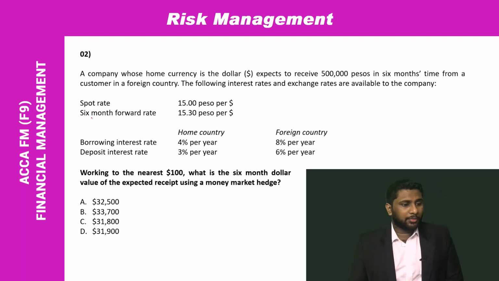A company whose home currency is dollars expects to receive 500,000 pesos in 6 months' time from a customer in a foreign country. The following interest rates and exchange rates are available to the company. They have given the spot rates, forward rates, borrowing interest rate, and deposit interest rate. They are asking us to find out how much we will receive in dollars in 6 months' time using the money market hedge technique.